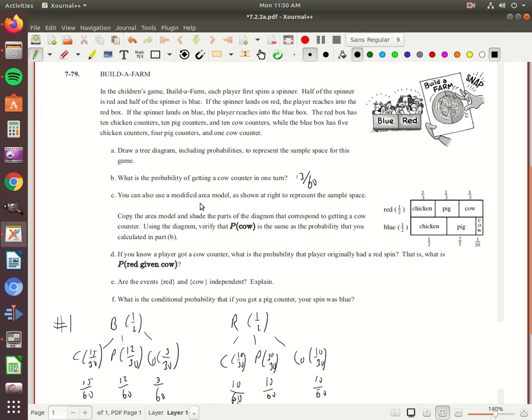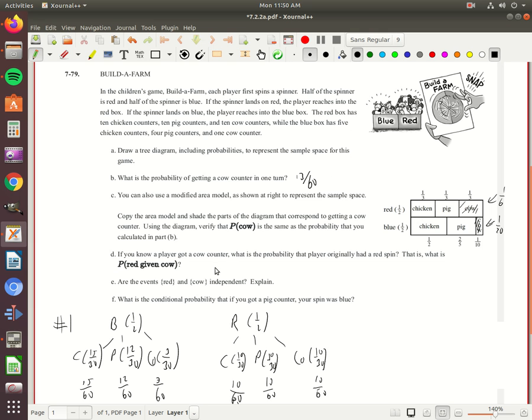You can also use a modified area model as shown at right to represent the sample space. So copy the area model and shade the parts of the diagram that correspond to getting a cow counter. So there we go, there's our cow counter right there. And again, that one right there is a 1 in 20 chance, and that one right there is a 1 in 6 chance. So if you get your common denominator, you're going to see that it's going to add up to be 13 out of 60.